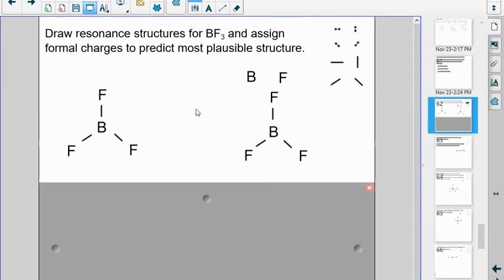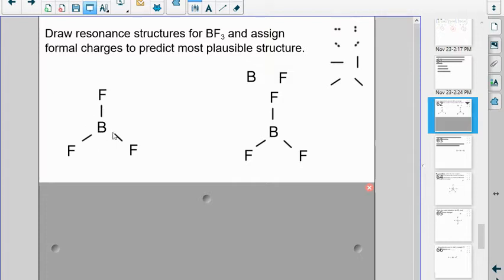All right, so let's look at BF3, boron trifluoride. It says draw resonance structures and assign formal charges to predict the most plausible structure. I've already done the skeletal structure here. Boron has 3 valence electrons. Fluorine has 7, and there's 3 of them. So that's 21 plus our 3 is 24 valence electrons.